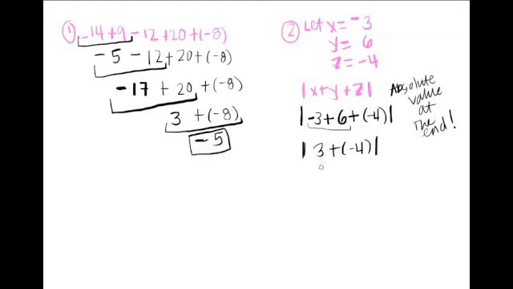Simplify inside first. 3 plus negative 4 is going to give me a negative or a positive answer. Which one's bigger? The 4 is bigger, so it's going to take the sign of the 4, which is negative, and we're going to end up with negative 1. We know the absolute value of anything negative is still going to give us a positive answer. So the final answer for this one is 1.